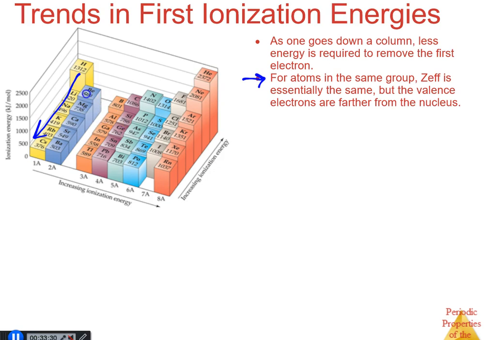But the reason why it decreases as I go down is because atoms in the same group have the same Zeff, but the valence electrons are farther from the nucleus. So if you notice, the ionization energy is inversely related to the size of the atom.